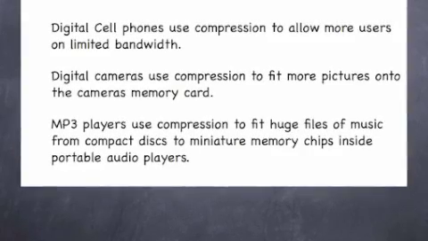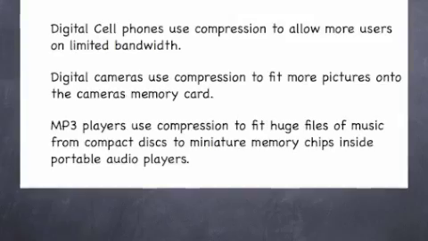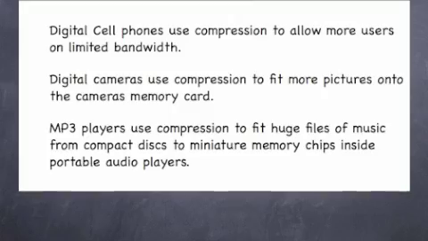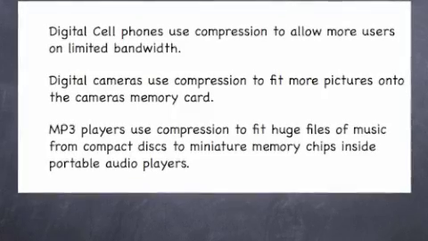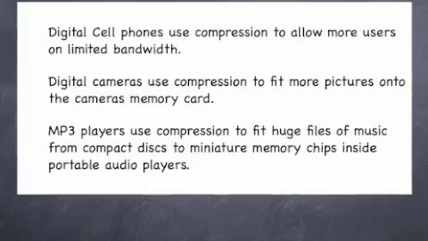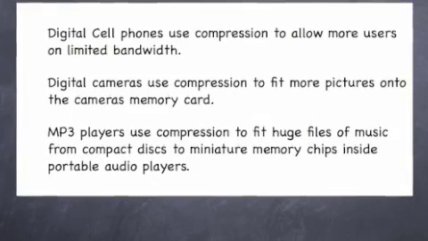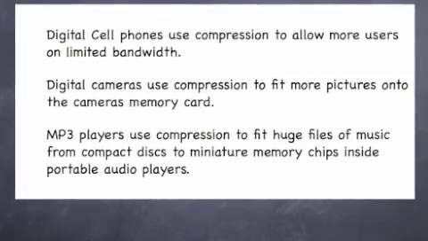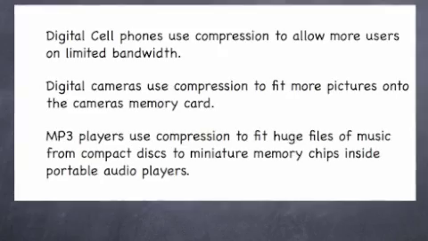Digital cell phones use compression to allow more users on limited bandwidth, while digital cameras use compression to fit more pictures onto the camera's memory card. And MP3 players use compression to fit huge files of music from compact discs to miniature memory chips inside of most of today's portable audio players.